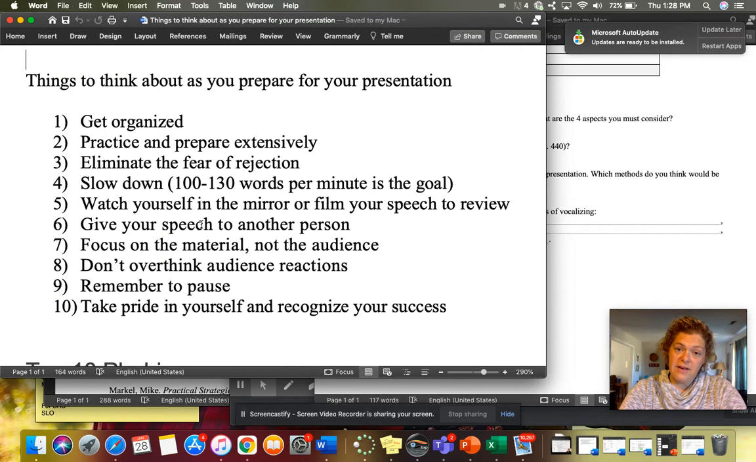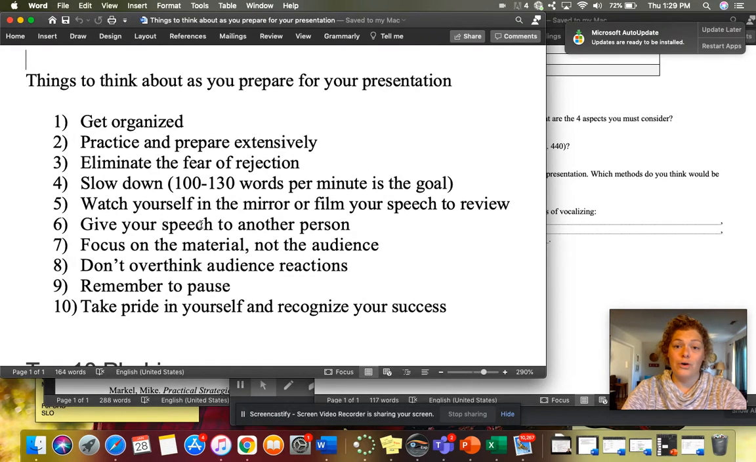Slow down your presentation. I have a problem with this, especially when I get anxious. It's my dog. I'm sorry. So slow down your presentation. That kind of goes back to number 2 about practicing. Watch yourself in the mirror. You're going to hate this, but it's probably the most effective advice I can give you.